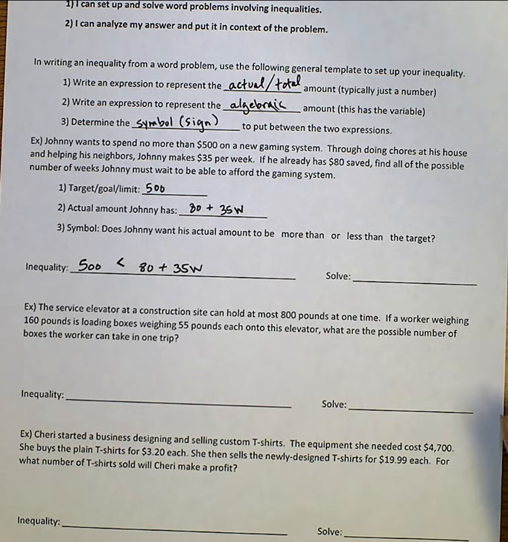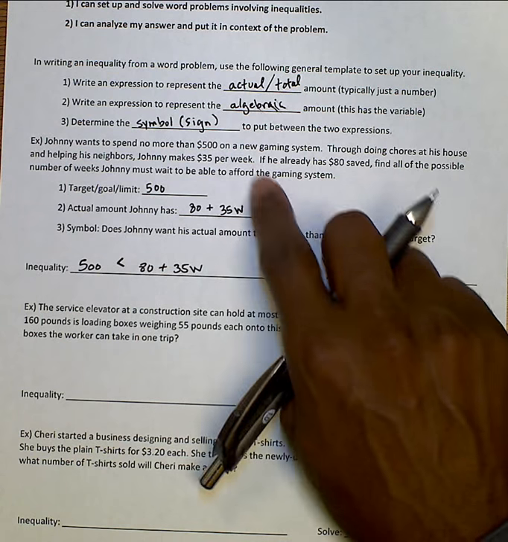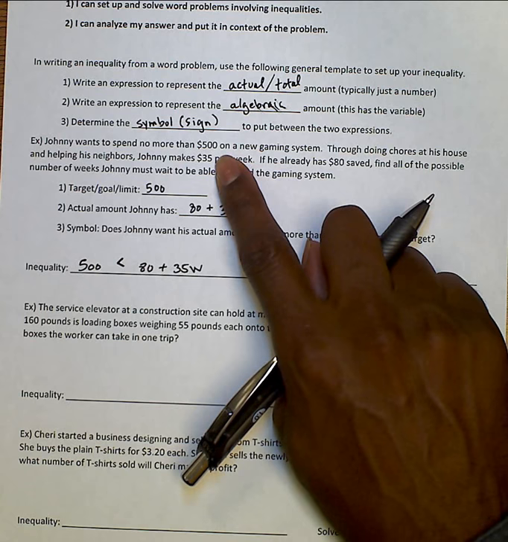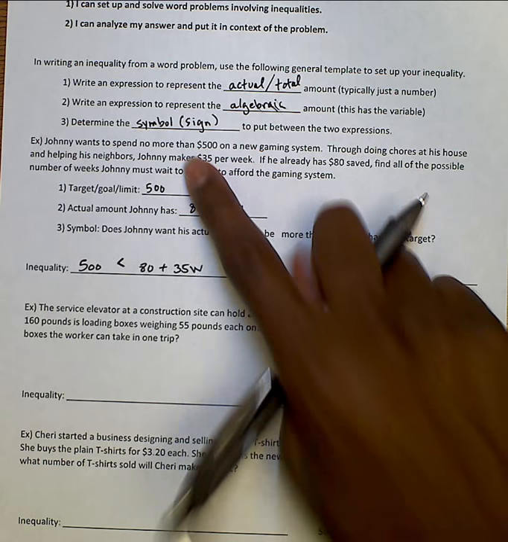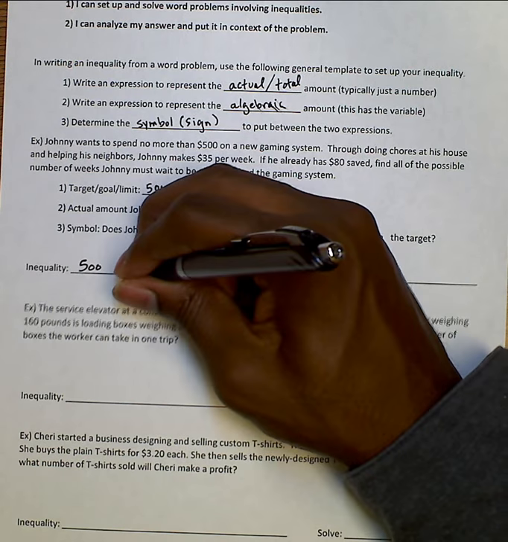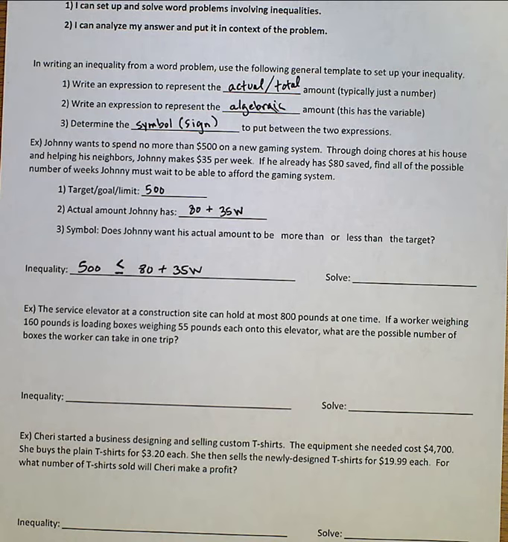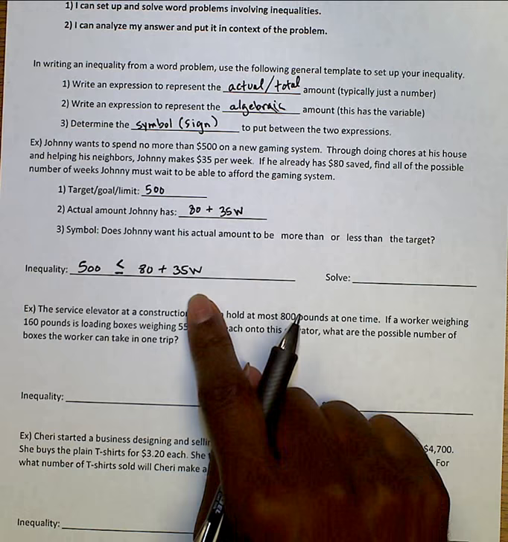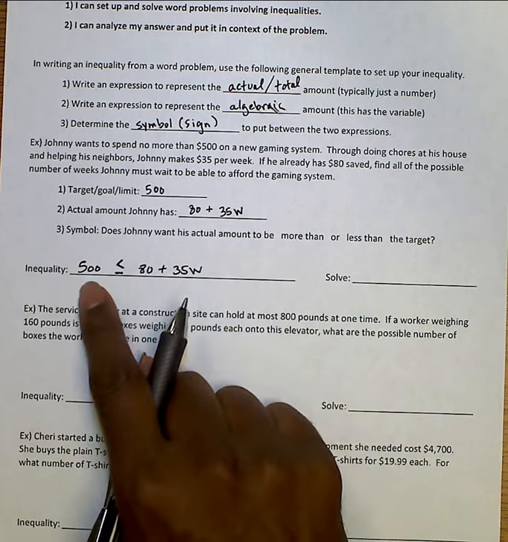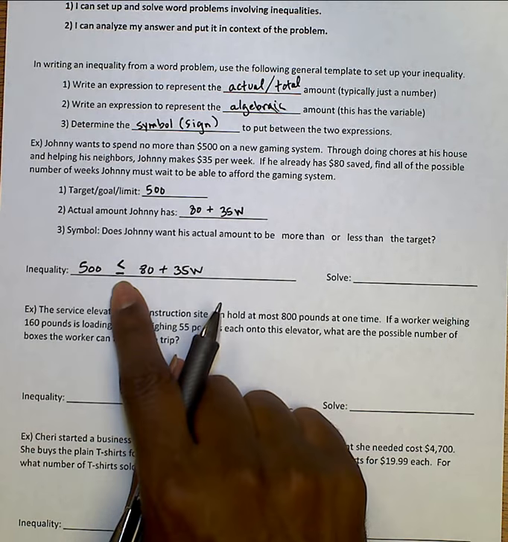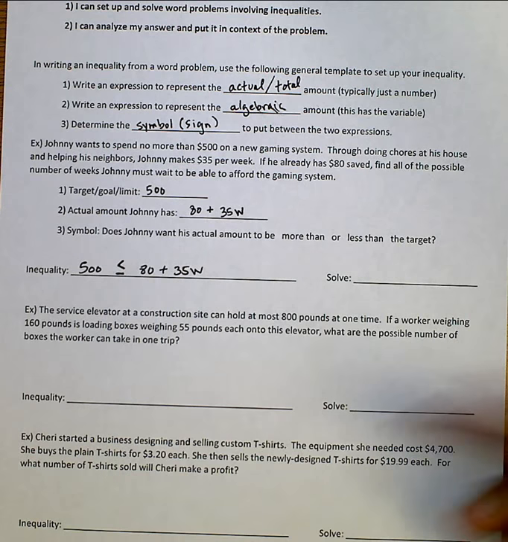So that's part one of me figuring out my sign. And now I say, is it okay for him to have exactly that amount? If Johnny had $500 exactly, would he be happy? In this situation, yes. If he says no more than $500, it'd be perfect if he had $500. So 80 plus 35W should be greater than or equal to 500. That works out for us. Now here's our inequality. We set it up, had one side for the total, one side for the algebraic expression, and made sure that our sign in between made sense for the situation. Now let's go and solve it.